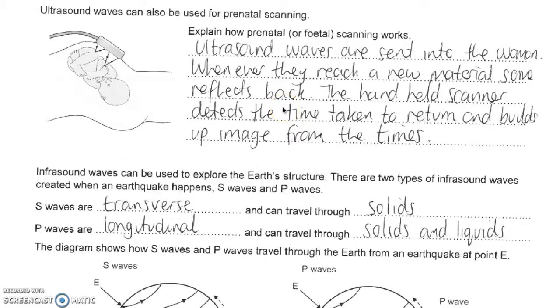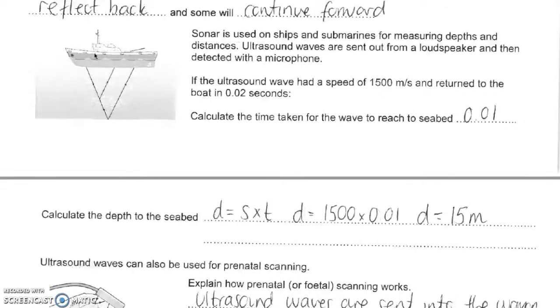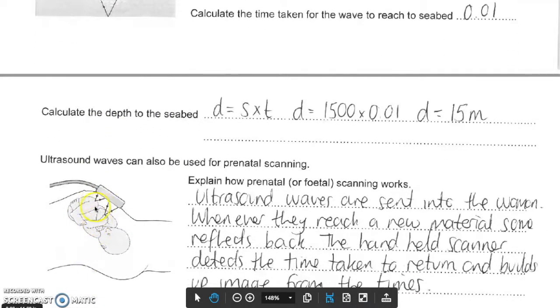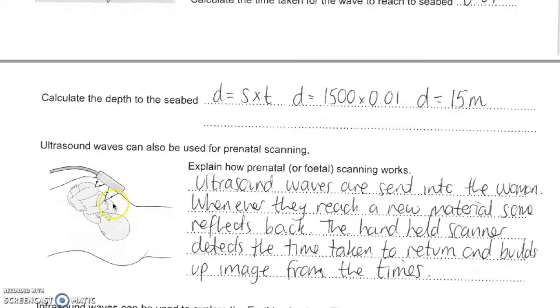Okay, so we're now going to talk about prenatal scanning, which is obviously one use for ultrasound waves, essentially similar to how sonar works. Okay, ultrasound waves are sent into the woman's womb. Whenever they reach a new material, some of it reflects back, and then the handheld scanner detects the time taken to return and builds up an image from the respective times. Okay, now this is all done onto a computer. So similar to sonar on the submarine up here, the computer can create an image depending on the respective times for the signal to return to the detector.